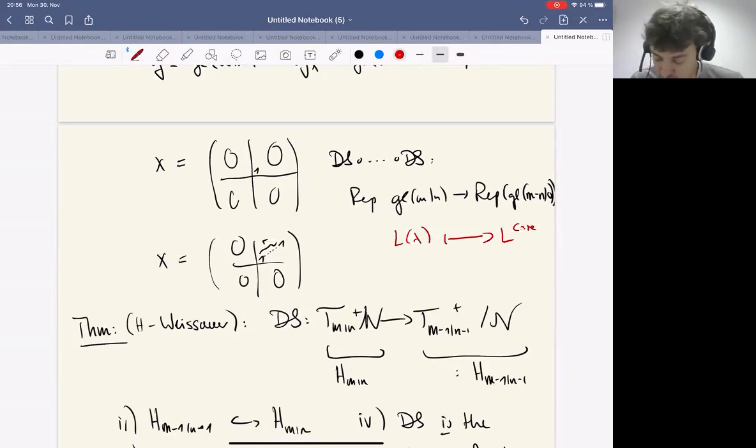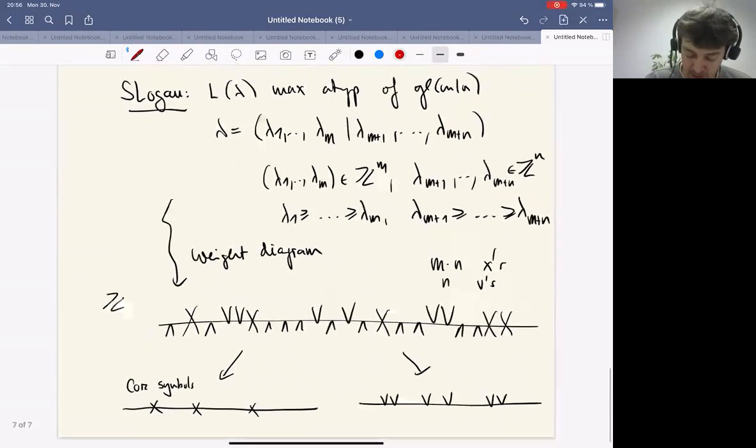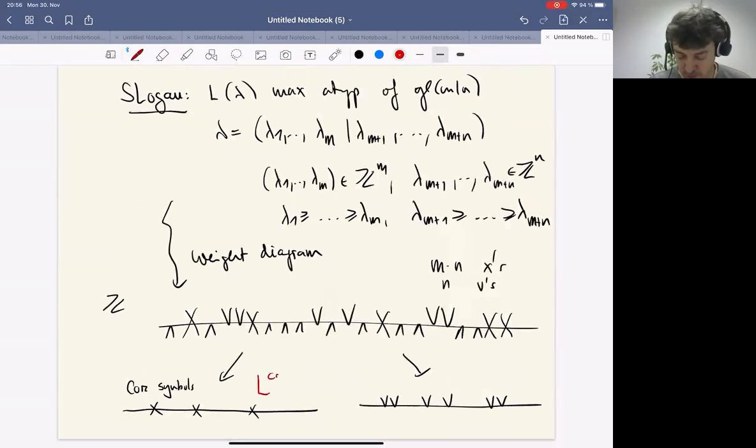In fact, that's not completely correct. It comes with a certain multiplicity. So it's an isotypic representation of GLM minus N. And this L core doesn't really depend on lambda. It depends only on the block of lambda. And that's what you see here, basically. This here is L core.